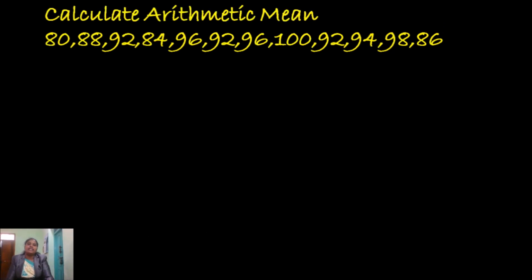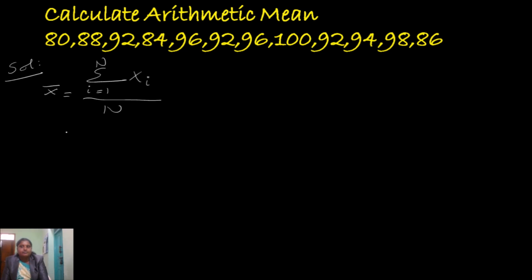Let's now calculate the arithmetic mean for individual observations. Here the data are given in terms of individual observations, so we make use of the formula for calculating arithmetic mean: x bar is equal to sigma i varies from 1 to n, xi, over n. Here the total number of observations are 1, 2, 3, 4, 5, 6, 7, 8, 9, 10, 11, 12. So totally we have 12 observations.